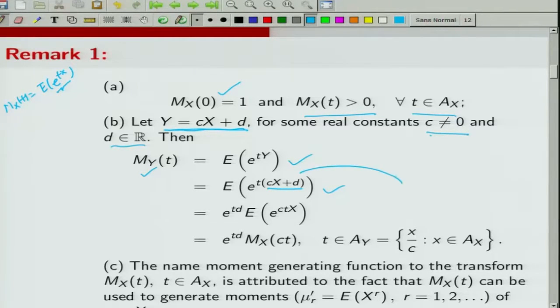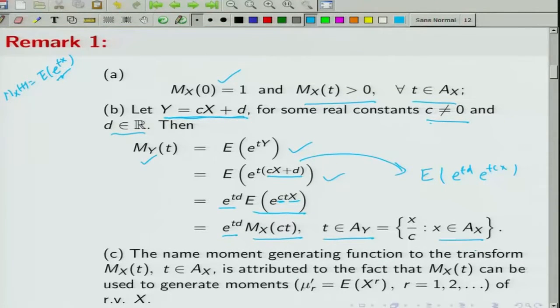Now inside the expectation, this becomes e to the power td into e to the power tcX. But d is a constant, t is a constant, so e to the power td will go outside, so this becomes the expected value of e to the power ctX. And what is this? This is the moment generating function of X at the point ct. So this becomes e to the power td into the moment generating function of X at the point ct. Now note that M_X(t) was finite if t was belonging to A_X. So M_X(ct) would be finite if ct belongs to A_X. So that is why your t has to be in A_Y, which is the collection of all those t belonging to R such that ct belongs to A_X.